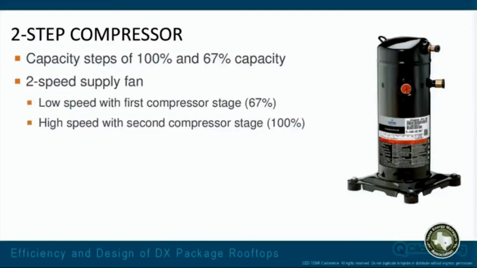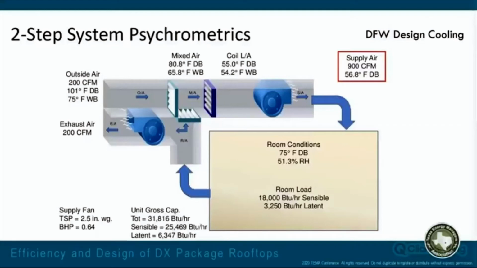We also are going to assume that we have a two-speed supply fan. It's going to be a forward curve fan, and on ventilation mode and also with first compressor stage, we're going to be at 67% of full load capacity. If we go to high capacity on the compressor, we're going to go to high speed on the fan and therefore go to full load speed. So let's see what happens to our psychrometrics.